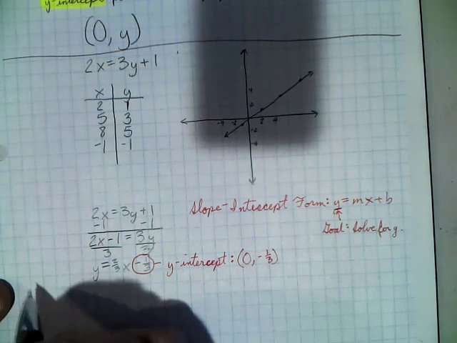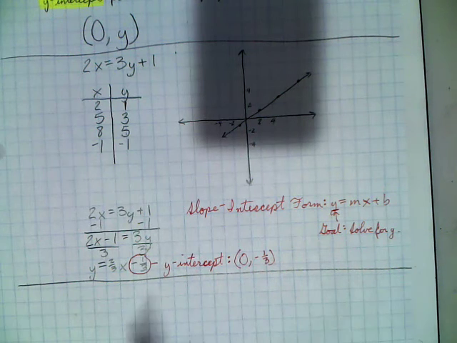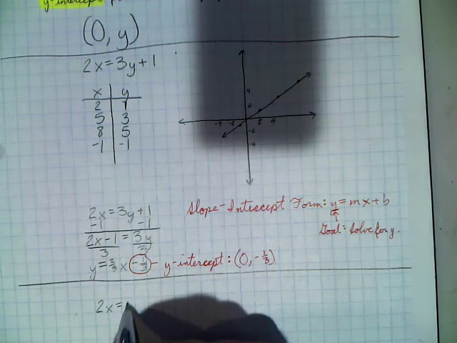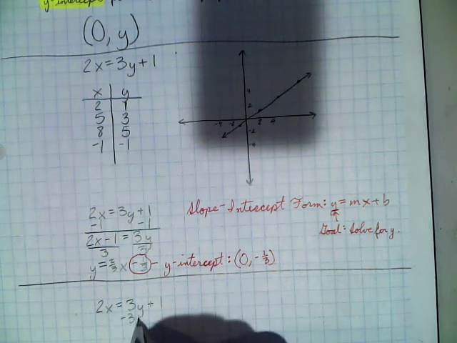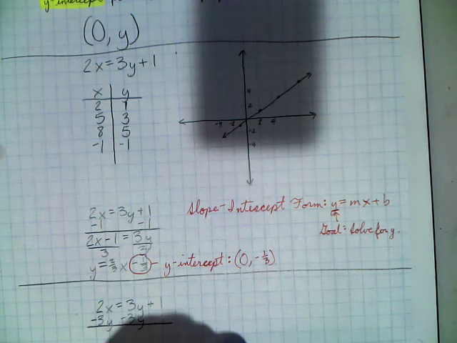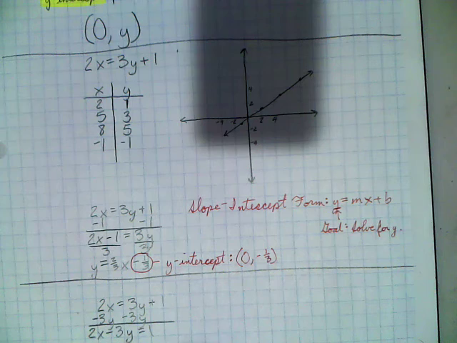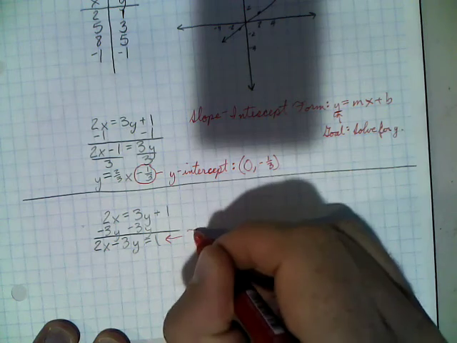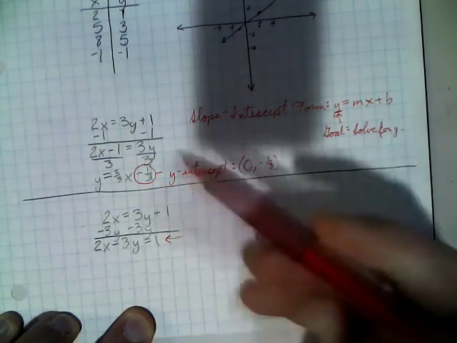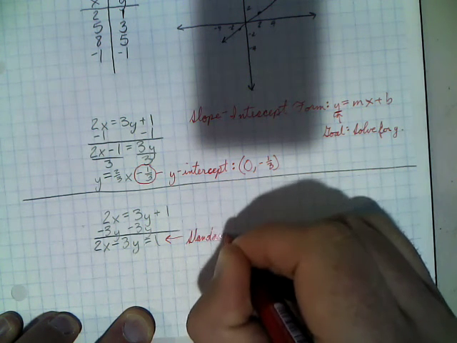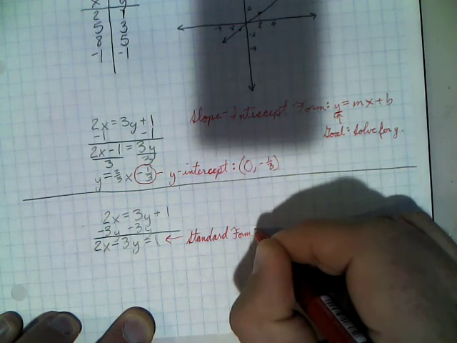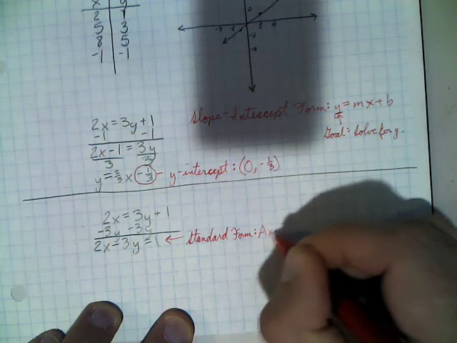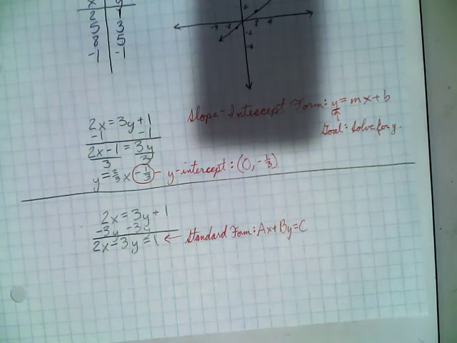Well, another thing that we could do here to help us is we could have taken our equation and we could have subtracted 3y from both sides. And so we've gotten 2x minus 3y equals 1. And that would have been the only thing I would have needed to do to this to find what's called standard form. And standard form has the formula ax plus by equals c. So it is something times x plus something times y equals some constant.